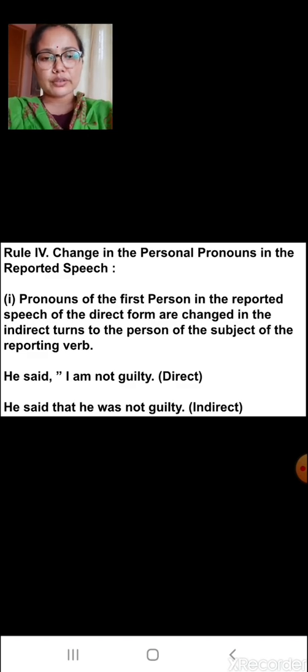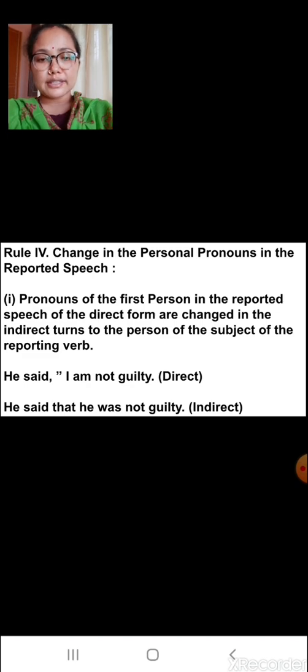Rule number 4. Change in the personal pronouns in the reported speech. Pronouns of the first person in the reported speech of the direct form are changed in the indirect form to the person of the subject of the reporting verb. He said, "I am not guilty." We will write the same in an indirect sentence: he said that he was not guilty.